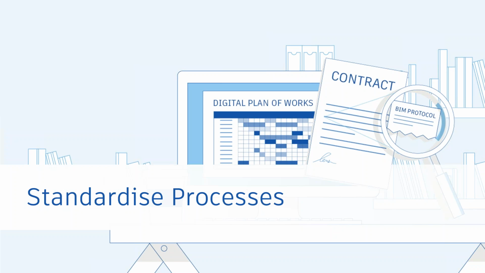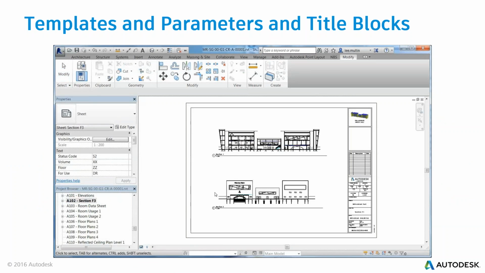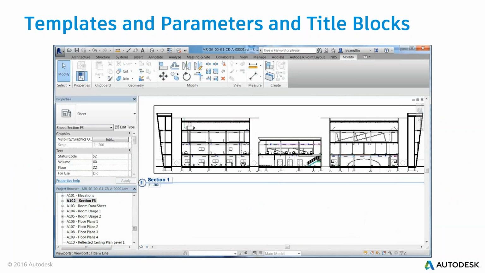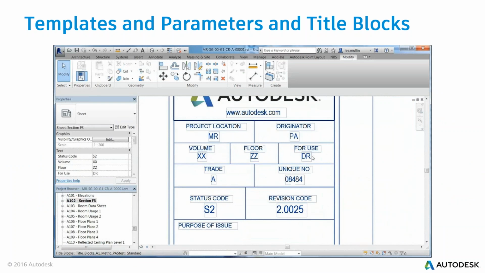The next step we've got is around standardizing processes. Now this is essential to BIM level 2. If you're all working on a single project, you want to be able to make sure that everyone's using the same templates, the same title blocks and the same tools within the products.